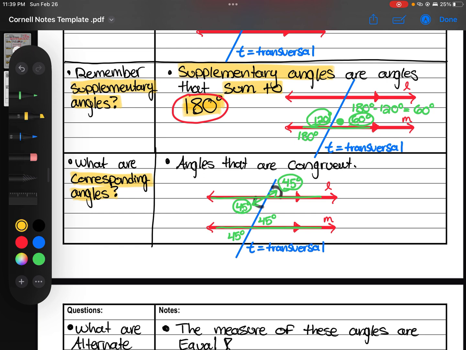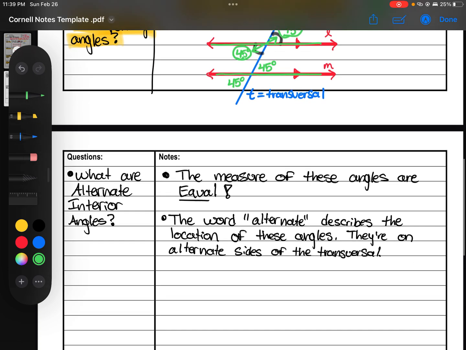So the big things here, what are corresponding angles? They are angles that are congruent. Remember, a symbol for congruent is this. Congruent. Get that copied down. We are going to move on to the next here.